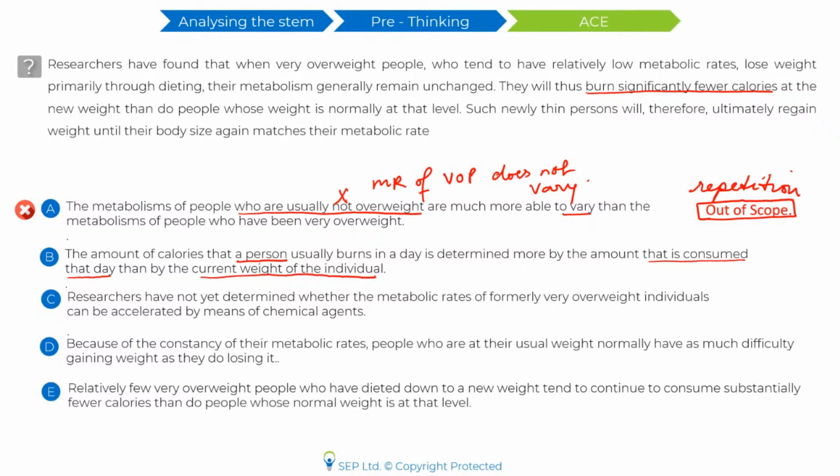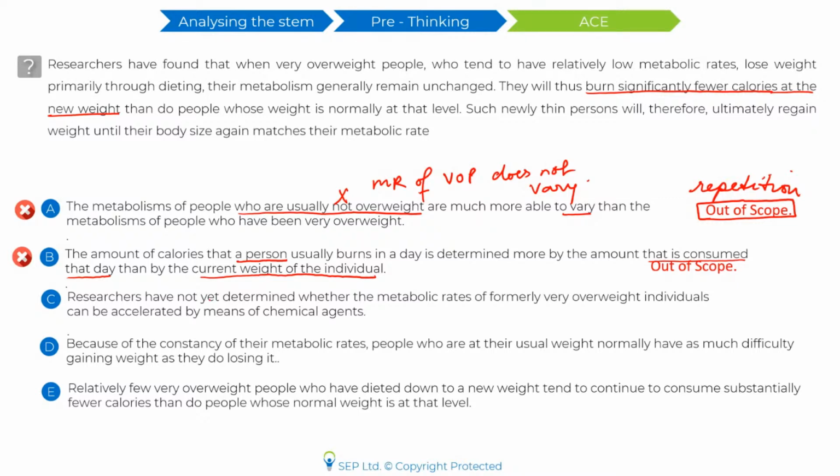In the passage, we are told that very overweight people, after losing weight, will burn fewer calories at the new weight. So, B is definitely out of scope. It's talking very generically about a person and about the usual consumption, the usual burning of calories. So, B is out.